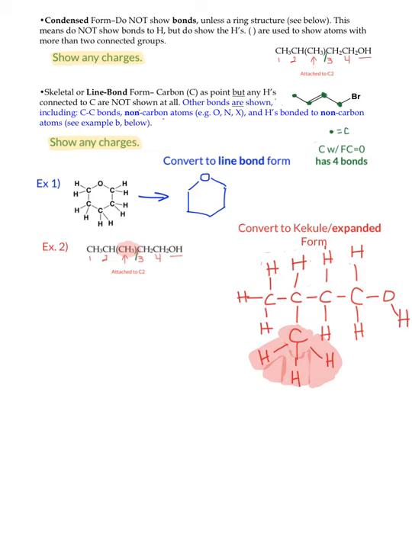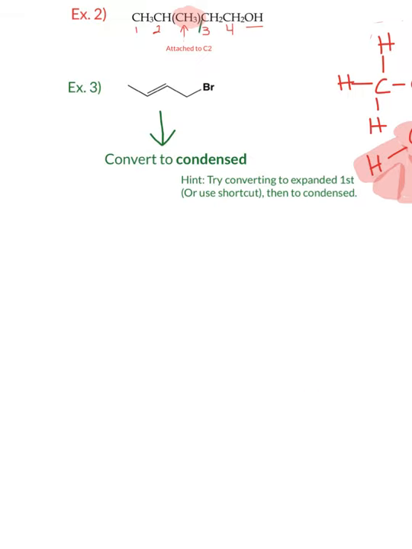Let's do one more example just to round it out. We'll call it example 3, and we'll do the line bond. We'll start with that. Let's convert that to the condensed form of this molecule. Now, the easiest way to do this is actually first to convert it probably to the expanded form. I'll show you a shorthand how to skip that part, but for now let's do that, and then we'll use that to then convert to the condensed form. So here's what it's going to look like.